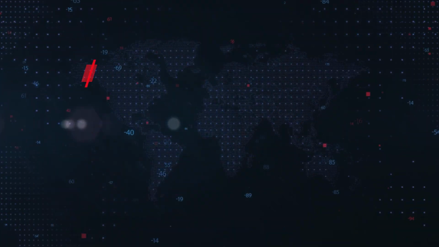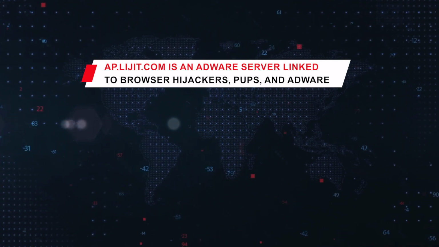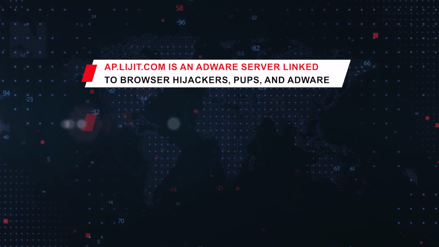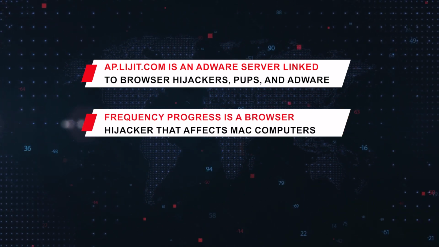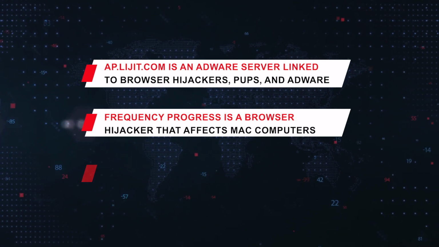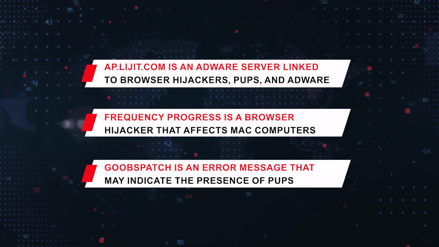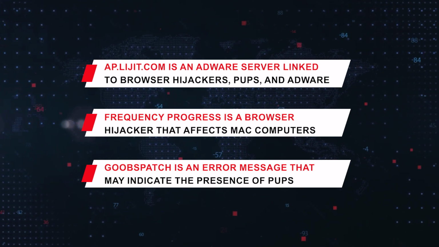On This Week in Malware, we'll be covering Ep152, an adware server linked to browser hijackers, potentially unwanted programs, and adware. Frequency progress is a browser hijacker that affects Mac computers, and Goobspatch is an error message on Mac computers that may indicate the presence of potentially unwanted programs.